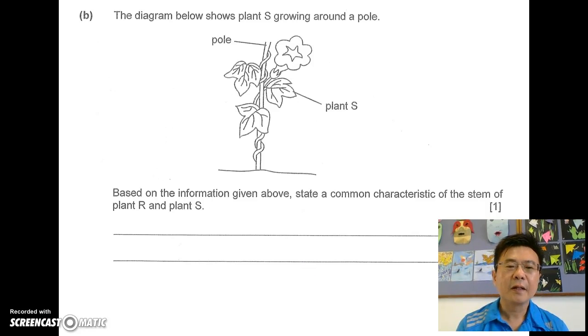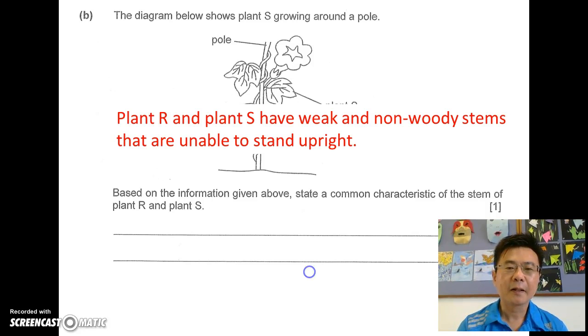B. Based on the information given above, state a common characteristic of the stem of plant R and plant S. Plant R and plant S have weak and non-woody stems. They are unable to stand upright. As a result, they have to cling onto another support so that they can grow upward to trap as much sunlight as possible to make food for themselves.